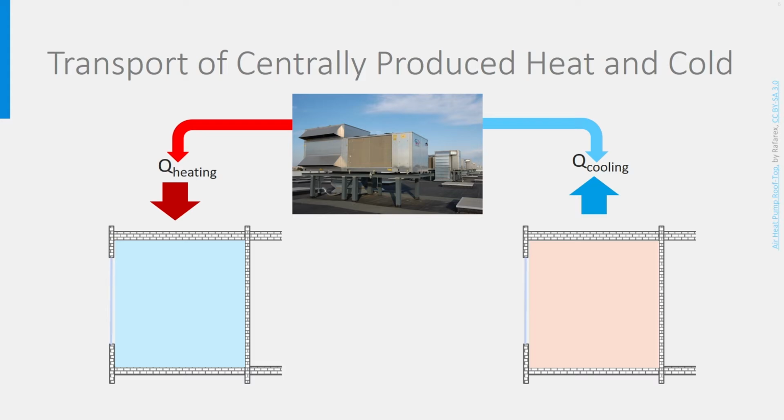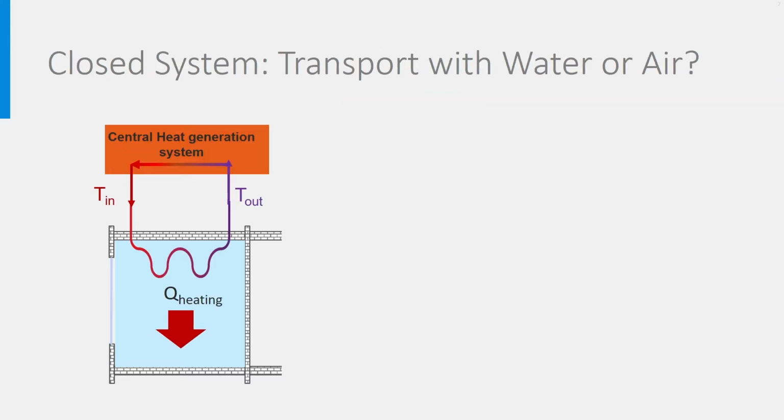Basically, we have the choice between only two solutions, air or water, which are abundant, cheap and harmless in case of leakage. How to choose between both? To be able to make a choice between water and air as transport fluid for heat and cold, we need to consider the size of the transport ducts. Let's start with closed system and consider heating. It works exactly the same for cooling.